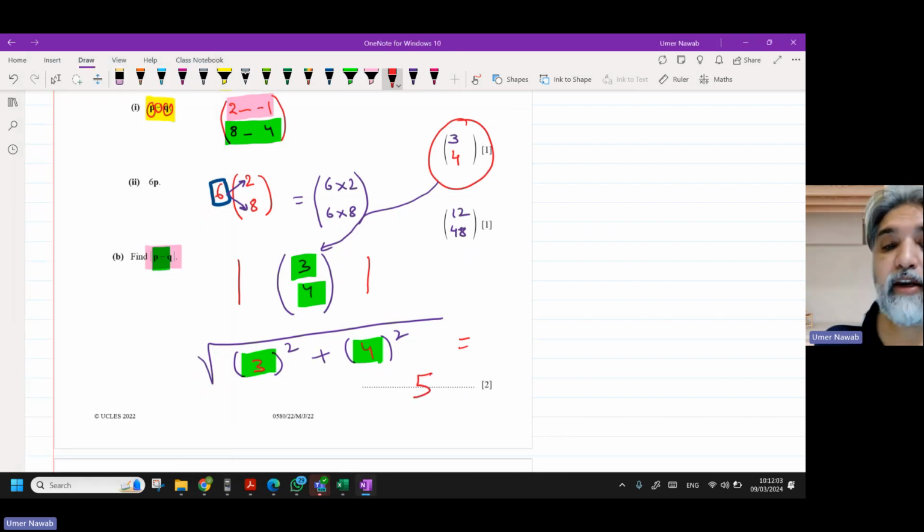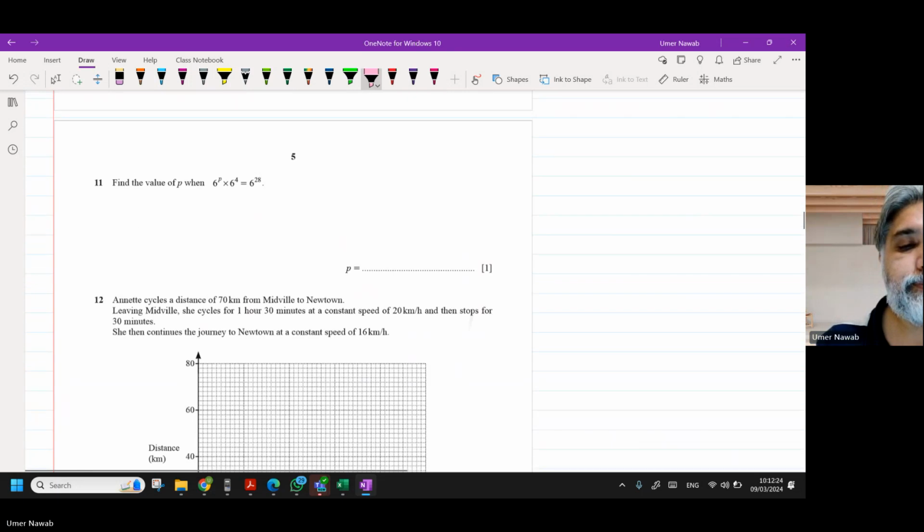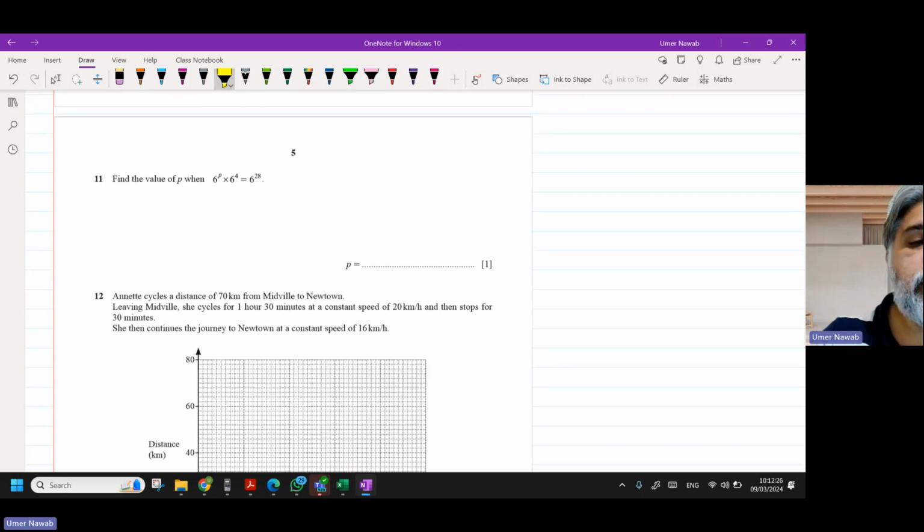And this is the magnitude, guys. So whenever we have bars around a vector, it means he's not interested in a vector. He's not interested in a column vector form answer. No, he is interested in a single numerical answer, which represents the length of that vector. This is my magnitude. I hope it is clear to everyone. Now we go to question number 11, which is coming from algebra.